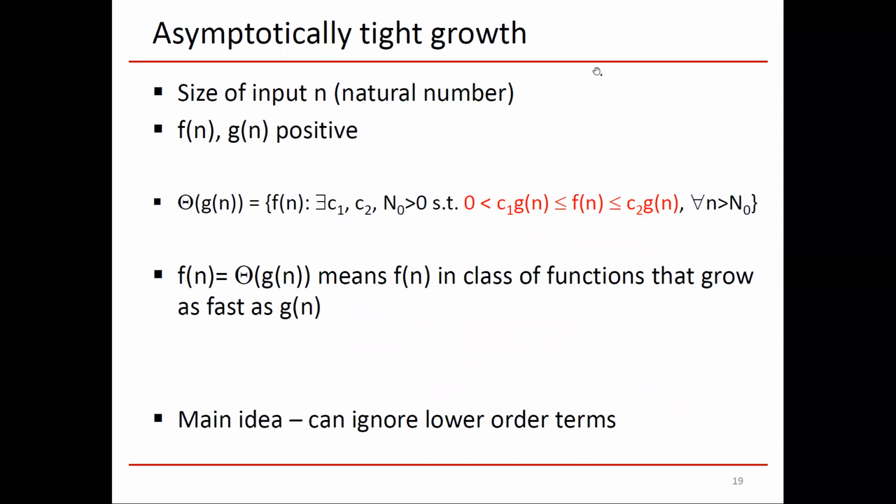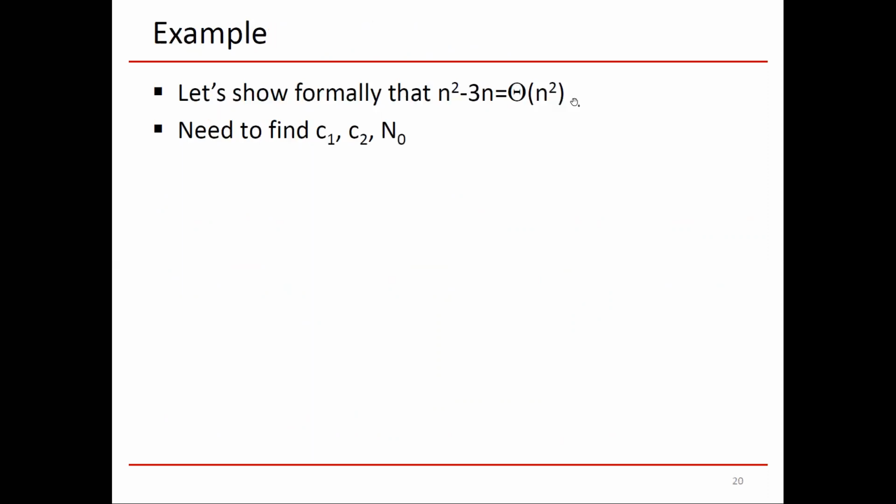And let's see an example. So let's show formally that n squared minus 3n is theta of n squared. So before showing this formally, let's interpret this. We're trying to say that there's this class of functions, theta of n squared. These are the class of functions that asymptotically, for large n, they grow similar to n squared. And we're saying that subtracting 3n doesn't really matter here. And n squared minus 3n asymptotically behaves like theta of n squared. So let's talk through this step by step.